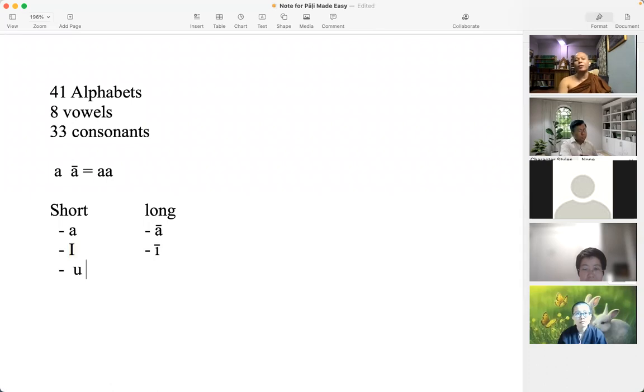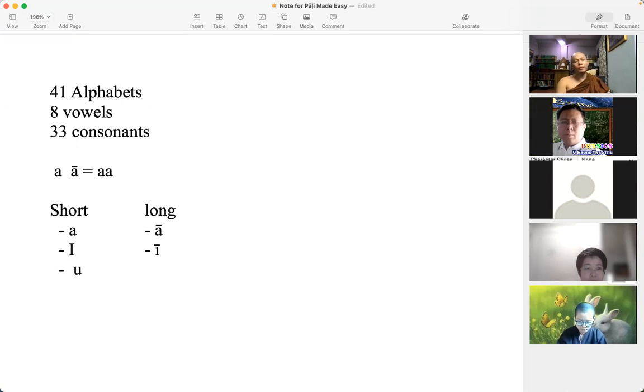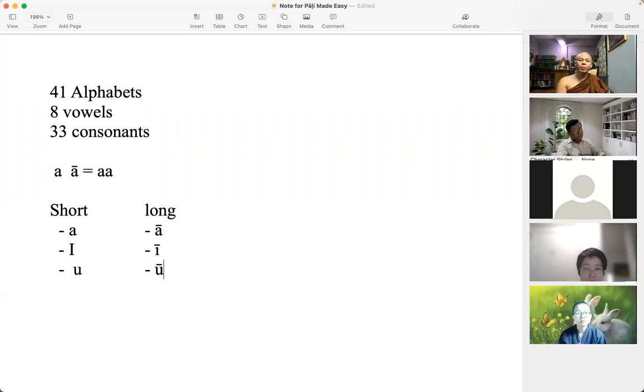That is U in English, but in Pali, U, we pronounce U. So based on their pronunciation type, we call A, I, U short vowels, and the long vowels we type with the long sign over the U. Okay, long sign, U. So A, I, I, U, U. Okay, so they are short and long.